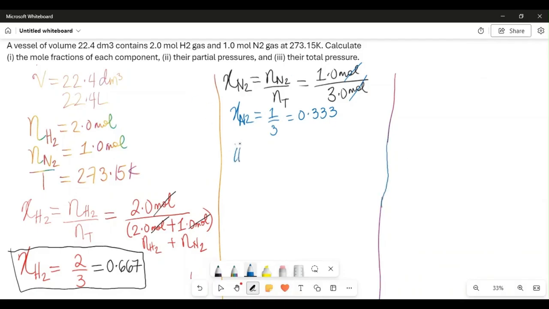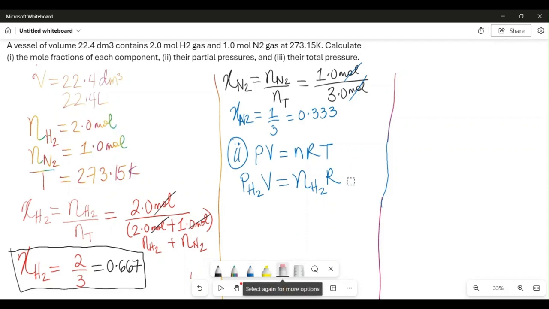Now we're going to the partial pressures question, which requires us to use the formula PV equals nRT. So the partial pressure of H2 is going to be PH2 times volume equals the number of moles of H2, R, which is a gas constant, so it remains constant, and then temperature, which is always going to remain constant. The temperature of one component is not going to be different from another. Nobody's going to say that the temperature of H2 has to be separate from the temperature of O2. If it's a mixture, they have one volume and one temperature.